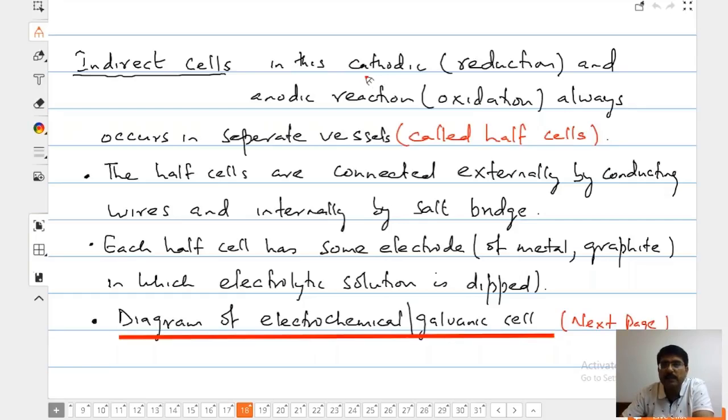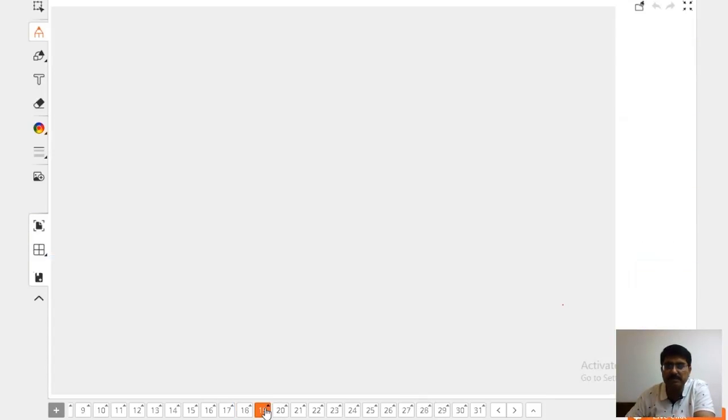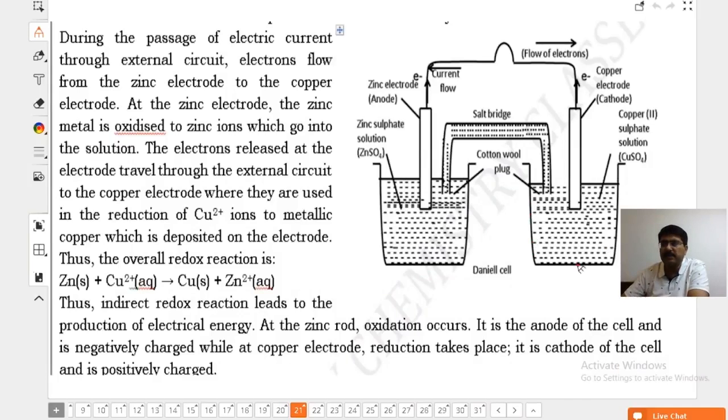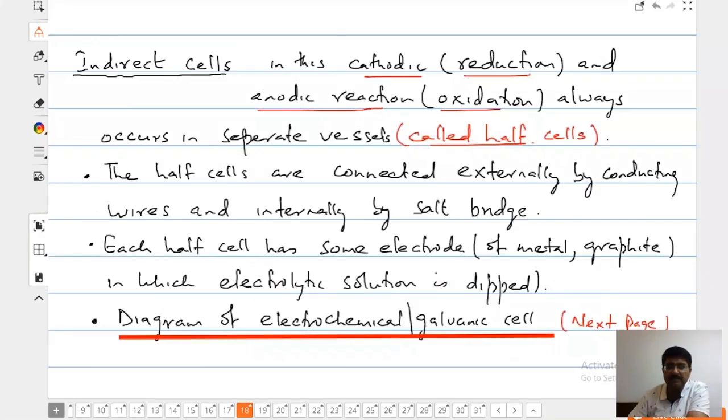In this, cathodic reduction and anodic oxidation always occur in separate vessels called half cells. Please do not memorize. We are going to draw the figure also. This is going to be the cathode, and this is going to be the anode. They are going to occur in separate vessels. This will be known as the anode half cell, and this will be known as the cathode half cell.